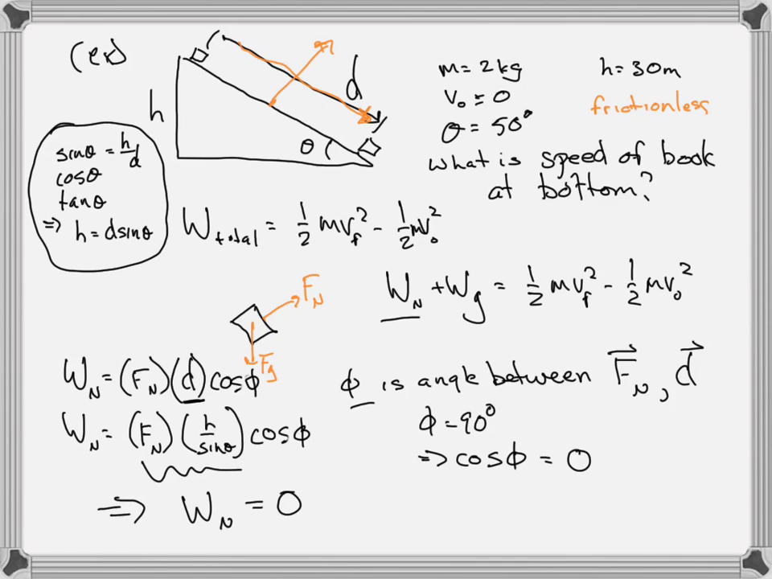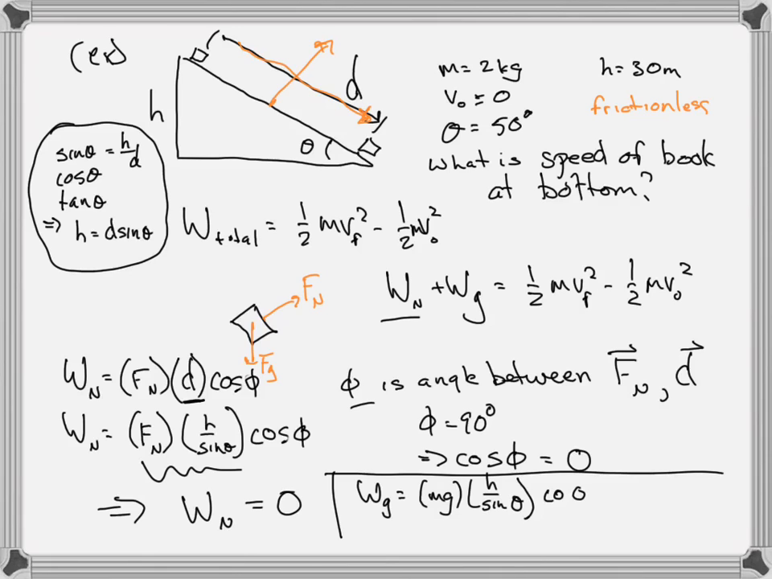Okay, what about the work done by gravity? Well, I'm just going to do it in the corner here. The work done by gravity is the magnitude of the gravitational force times the magnitude of displacement, which we already figured out is h over sine theta, times the cosine of the angle between the gravitational force and the displacement. I don't even know what to call it. It's yet another angle. I'm going to call it smiley face. Angle smiley face is the angle between the gravitational force, mg, and the displacement, d.